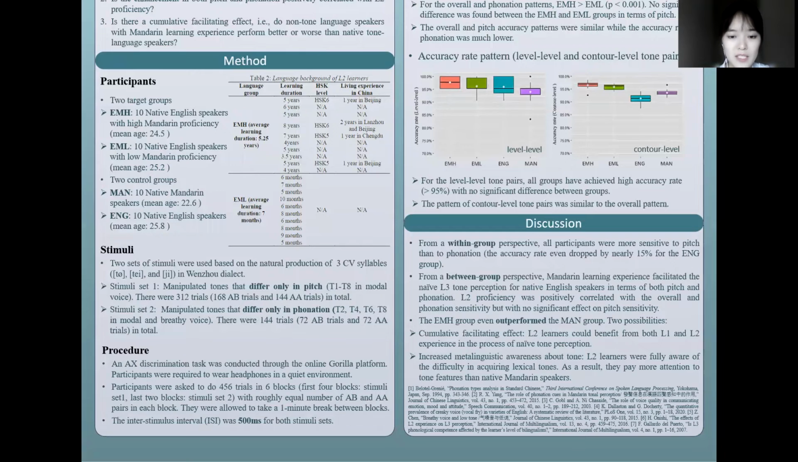We recruited 4 groups of participants and there are 10 in each group. Table 2 illustrates the detailed language background of L2 learners. We manipulated 2 sets of stimuli to explore participants' sensitivity to pitch and phonation separately based on the natural production. Tone pairs in the first stimuli set differ only in pitch, while in the second stimuli set, they differ only in phonation. Participants were asked to do 456 trials in 6 blocks, with a 1-minute break between blocks. They were required to wear headphones in a quiet environment for the experiment, and the interstimulus interval was 500 milliseconds.